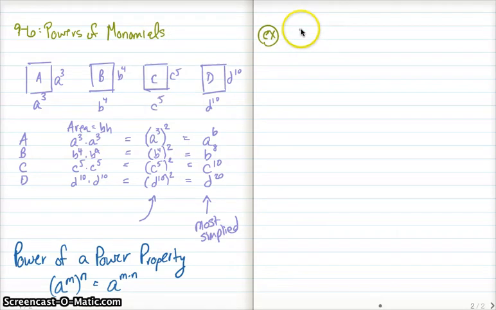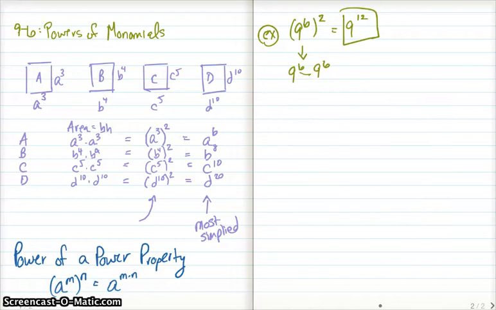So for example, if I have 9 to the 6th squared, just to recognize what's happening here, what we are really doing is 9 to the 6th times 9 to the 6th. And again, we can use the other property that we've learned to add 6 and 6 together. Or with this new property, we can recognize that a power to a power allows us to multiply these exponents and say 9 to the 6 times 2, or 12. Okay, so everything's related.